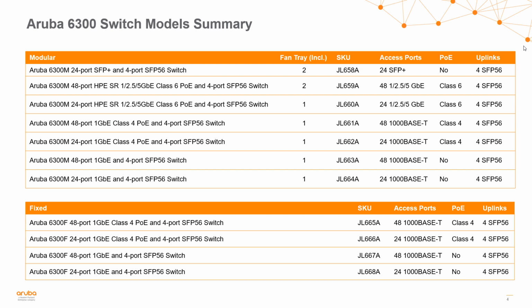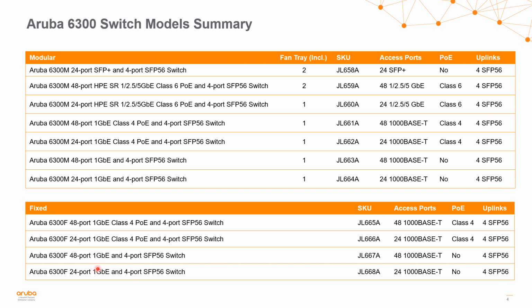Now let's look a little bit closer at the switches themselves. So we have the modular switches on the top and the fixed switches on the bottom. Let's start with the fixed switches on the bottom. On the bottom two, we have our 24 port and 48 port 1 gig with 4 ports of SFP56. So this will support 10 gig, 25 gig, or 50 gig. You'll see on the right, all of these switches come with 4 embedded SFP56 ports for uplinks.